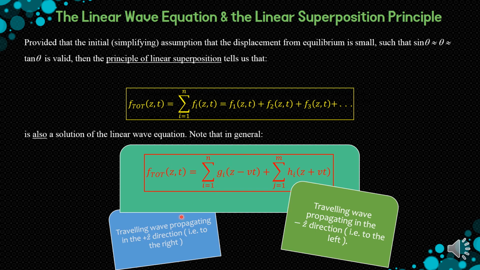What does it mean? It means that the traveling wave propagating in the positive z direction goes to the right, and the traveling wave propagating in the negative z direction goes to the left. This one is going to the left, and this one is used for the traveling wave propagating in the positive z direction.